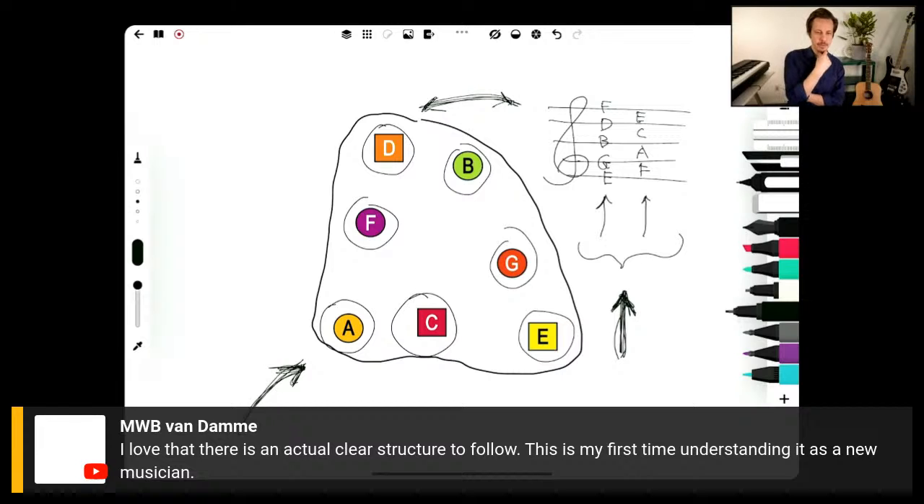WMB Venn Dam, thank you for being here. And I love that there is an actual clear structure to follow. This is my first time understanding it as a new musician. Very cool. I love to hear that.